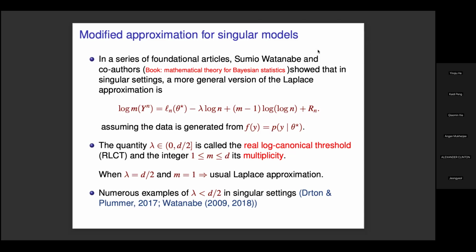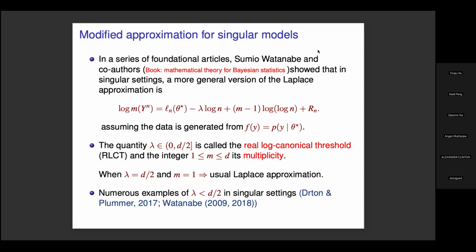The first term is the log likelihood evaluated at the true data generating parameter. And instead of d over 2 log n, you have lambda log n. Then you have a higher order term, which is m minus 1 times log log n. And then there is some O_P(1) quantity.